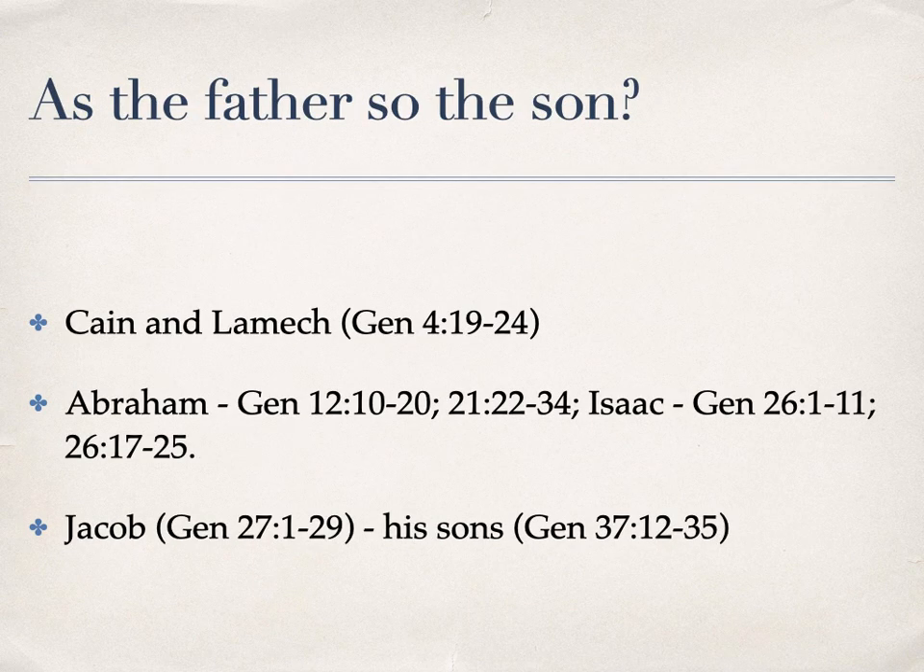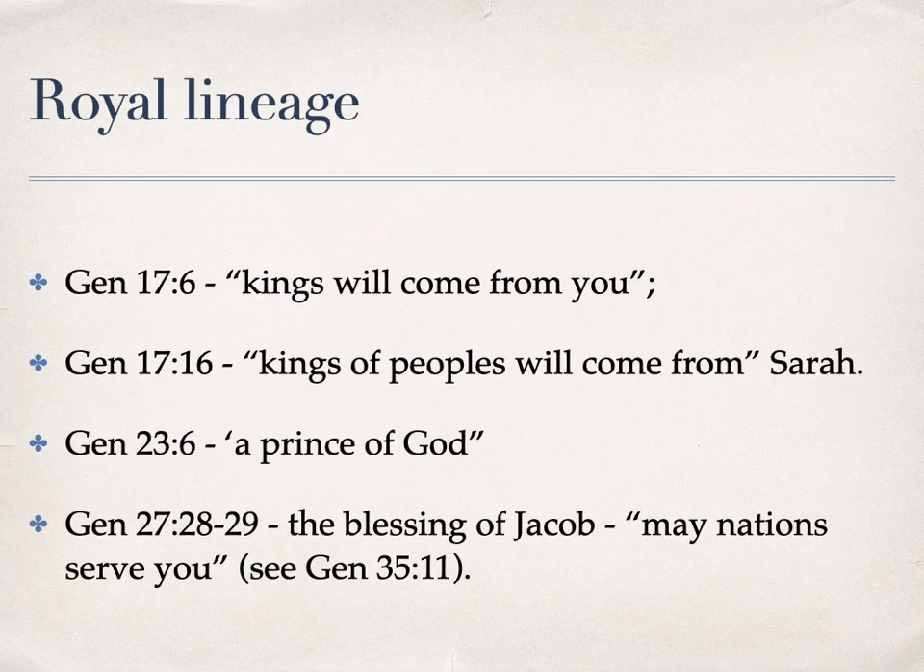But there is also a connection between the story of the father and the son. For example, Cain and Lamech, both of them talk about vengeance. Abraham and Isaac, both of them tried to say that their wives are their sisters. Jacob lied to his father. Later on, his children will lie to him. And yet, it is from this line that kings will come.